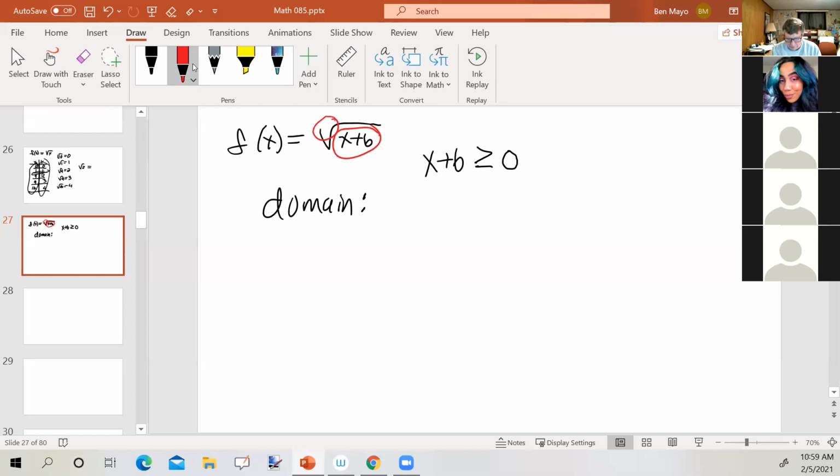So I take the radicand, make it greater than or equal to 0, and solve this inequality. I subtract 6 from both sides, and I get that x has to be greater than or equal to -6. Writing that in interval notation, -6 to infinity would be the domain. Any questions on this example?